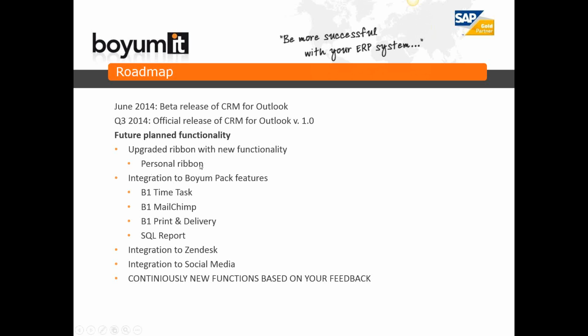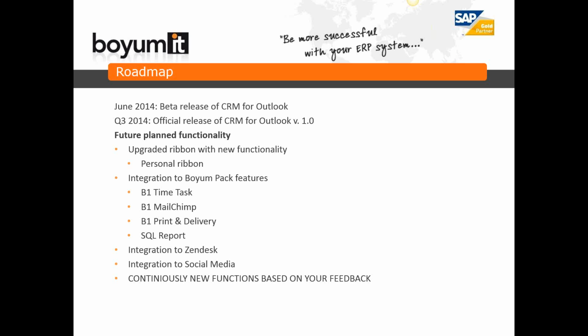For example, as I said, to personalize the ribbon, to have an integration with the Boyum Pack features. So to have, for example, SQL reports that you have in Business One that you would like to display in CRM for Outlook. Integration to Zendesk: I don't know if you know, Zendesk is one of the major support systems out there. We're actually moving to support you as the partner and the customer in Zendesk. So we are thinking of having it for our own use, where we can see for a specific business partner which support ticket he has raised in Zendesk. Of course, integration to other social media, and on and on and on.